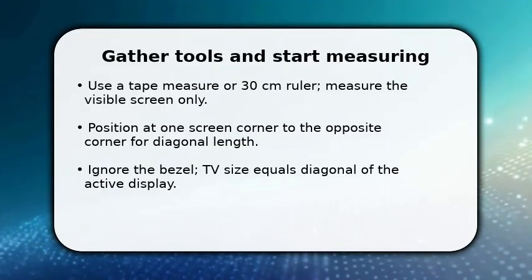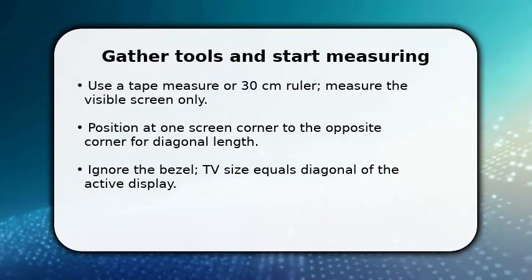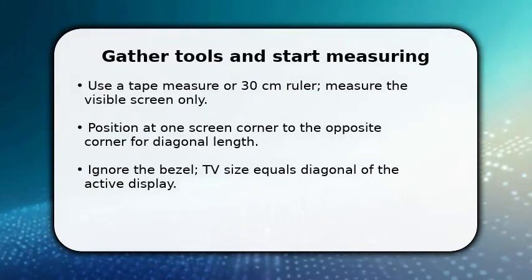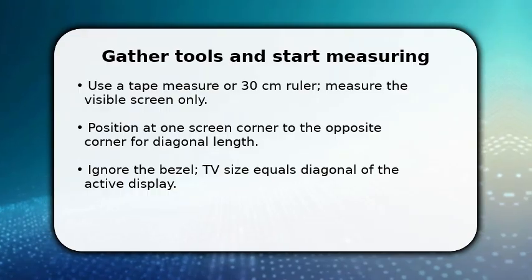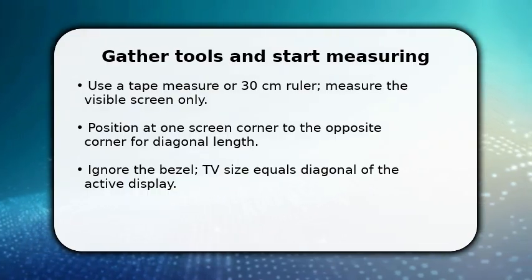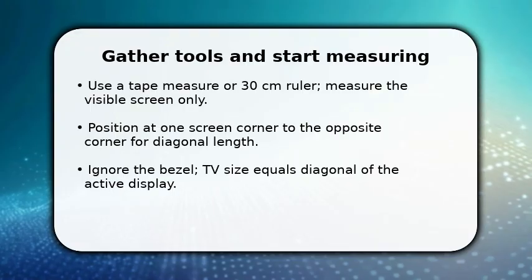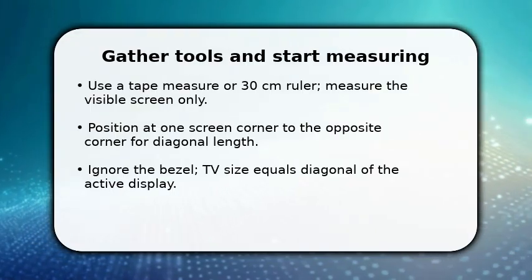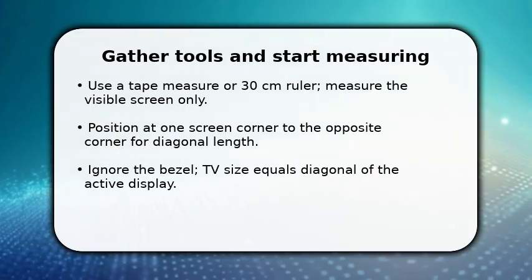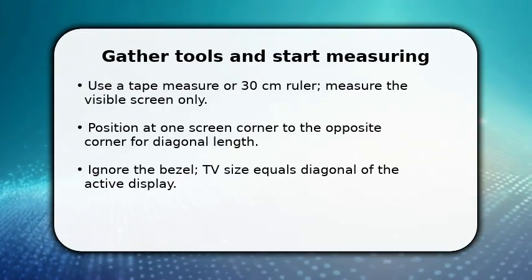You have a tape measure and a clear view of the screen. Start now. Place the tape at the inside edge of the lower left visible screen and extend to the inside edge of the upper right visible screen. You measure the diagonal because TV size is defined by the active display diagonal, not the bezel or frame.